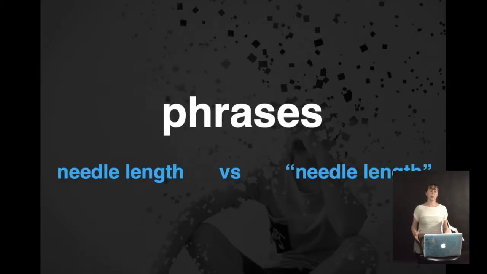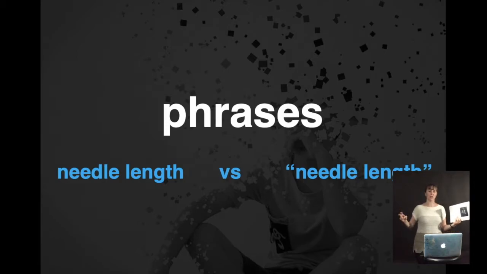Phrase searching is another piece that's really, really necessary when you're doing searches that involve keywords that are more than 1 word in length. For instance, if I want to search needle length, I can't just search needle length without quotation marks, because if I do that, the database searches them apart. So it might look for needle length, but it will also look for needle and length in 2 separate places in the paper, and that's not useful.